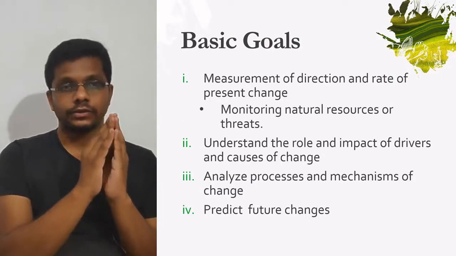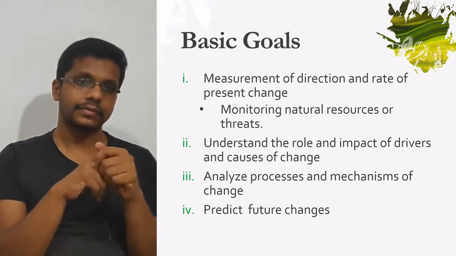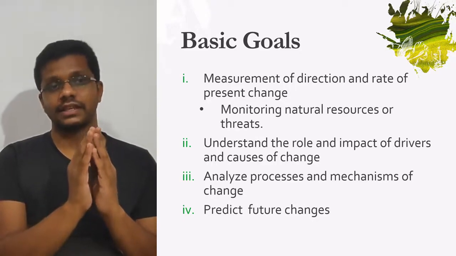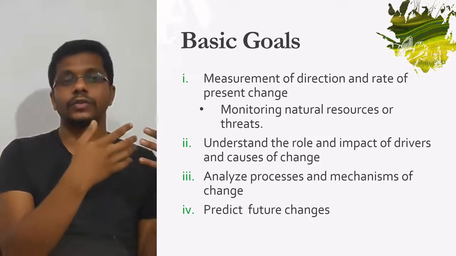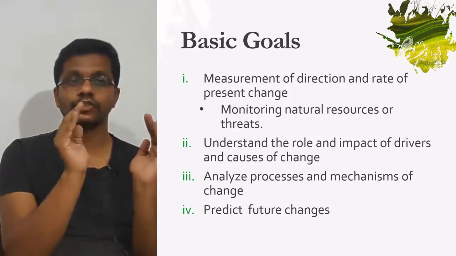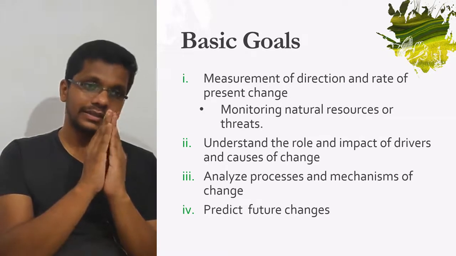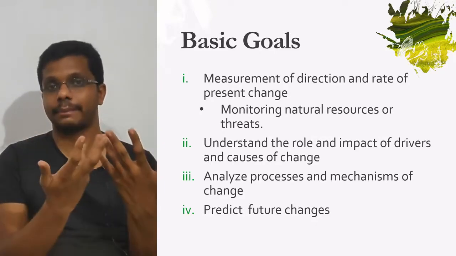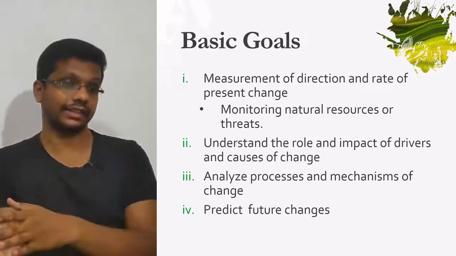So I'm going to finish this video by stating the basic goals of monitoring. First goal is the measurement of direction and the rate of present change. How biodiversity is changing, which direction it is changing, and how the natural resources or threats are changing over time. So first goal is the measurement of direction and rate of change in biodiversity. Secondly, understand the role and impact of drivers and cause of change. Why this change happens. The second goal is to know why this is happening. Is it because of an internal factor or an external factor?